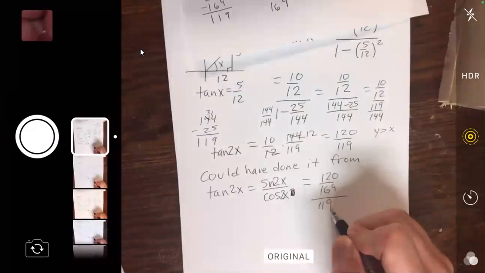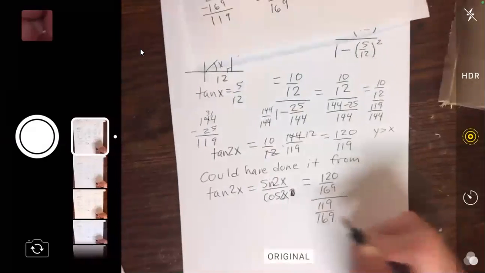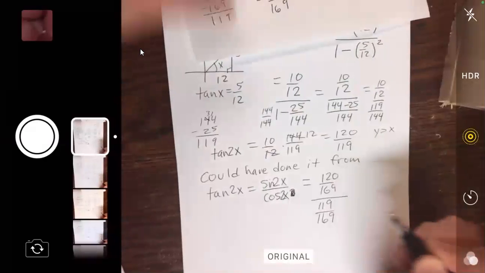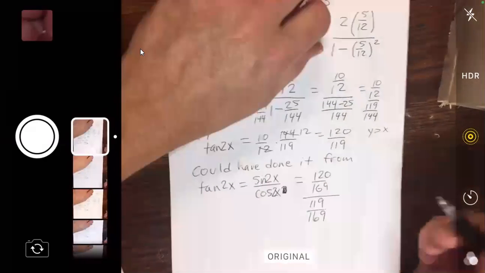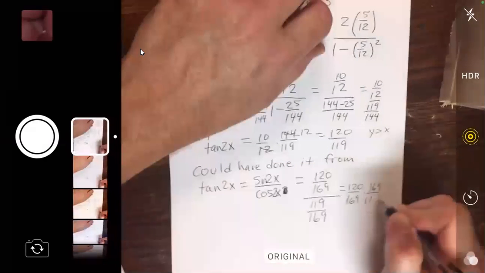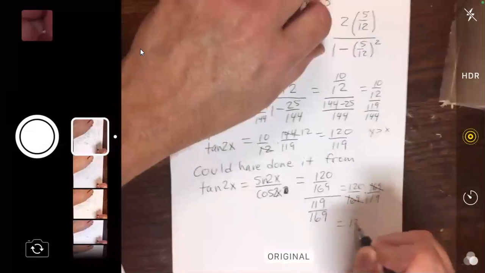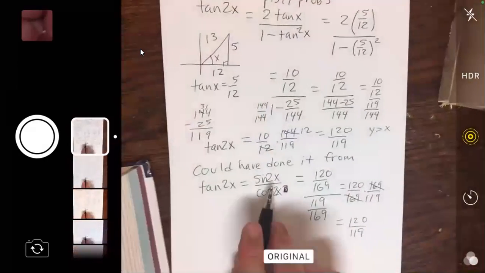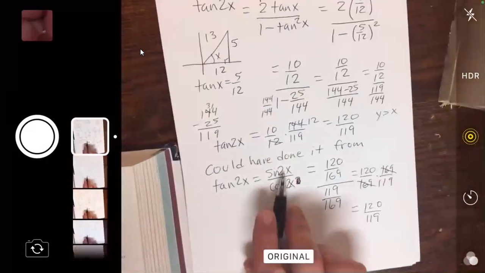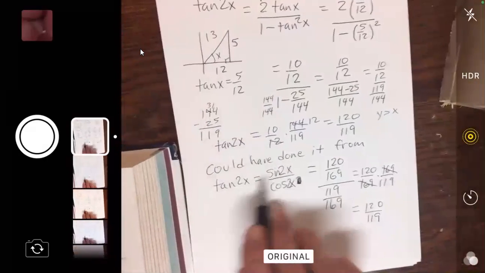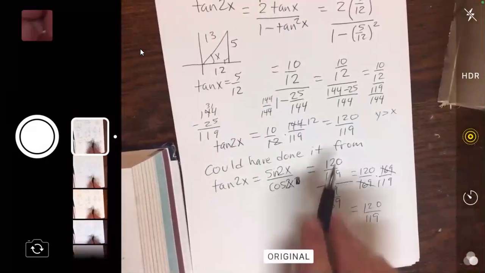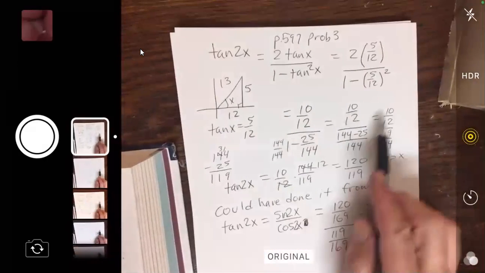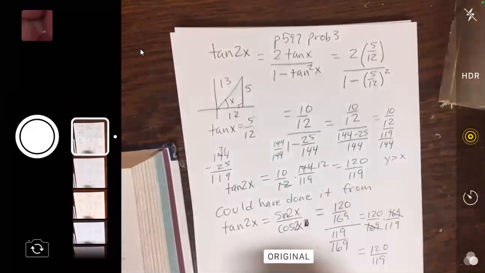I did it three ways. I should have it memorized. You can almost see in your head it's going to work out, because the 169s are going to cancel. 120 over 169 times 169 over 119. Boom, boom, and there is your 120 over 119. So since they made you do sine of 2x and cosine of 2x individually, you could always do a tangent by dividing those two. You notice you get the same answer as the straight tangent formula, which worked out a lot longer. But do it your way.